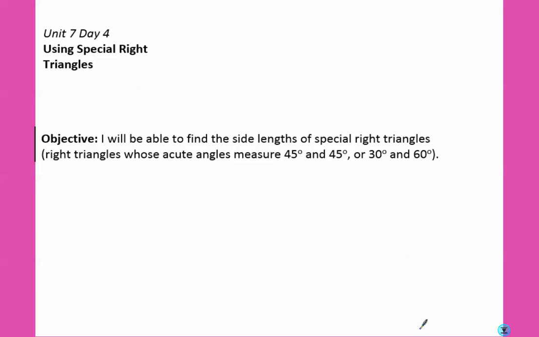All right, today we will be talking about using special right triangles. We will be able to find the side lengths of special right triangles. Special right triangles are those whose acute angles measure 45 degrees and 45 degrees or 30 degrees and 60 degrees.